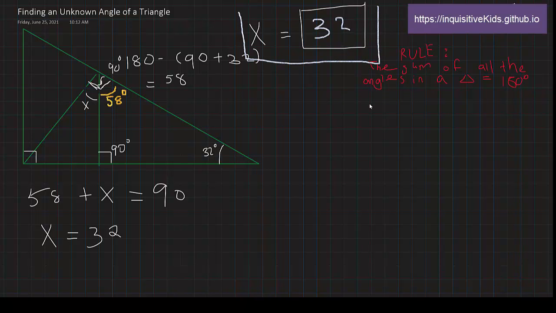So what did we really do here? We remembered the rule: the sum of all the angles in any triangle is 180 degrees. Then we understood that these signs are not just right angles, but 90-degree angles. So we used that to find this angle, 58 degrees, and then we used it to find x, because this whole thing was 90 degrees, and part of it was 58 degrees, so the other part would be x.